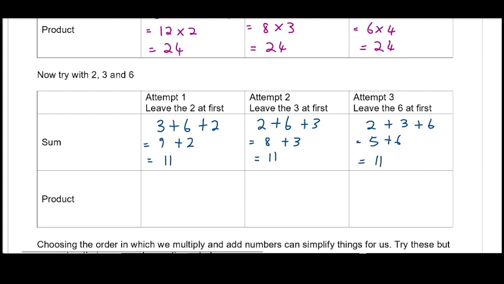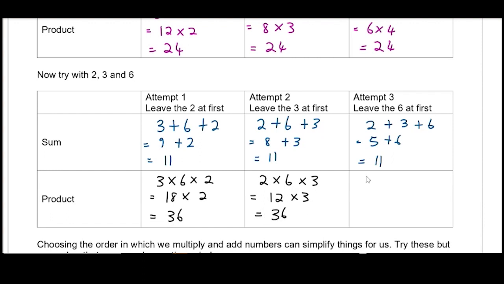All right, let's do the same with the multiplication. We're going to leave the 2. We get 18 times 2, we get 36. This time we're going to leave the 3, so we're going to go 2 times 6, and then multiply by the 3. We're going to get 12 times 3, we get 36. And lastly, we're going to leave the 6, so we're going to go 2 times 3, and then only multiply by the 6. We get 6 times 6, we get 36.